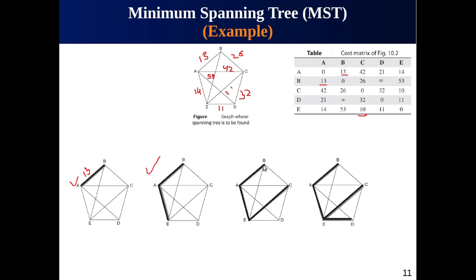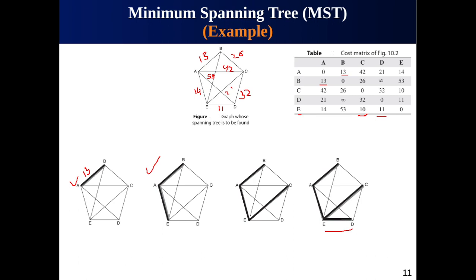Now the active nodes are A, B, C, and E. The adjacent edges which are not yet selected are AC and also AD. From B, we have BC and BE. Similarly from D, we have DC, and from E, we have AD. Now you have to select the minimum cost among these unselected edges. After looking at the table, we came to know that the smallest one among them is from E to D, and that is 11. So we have selected it.